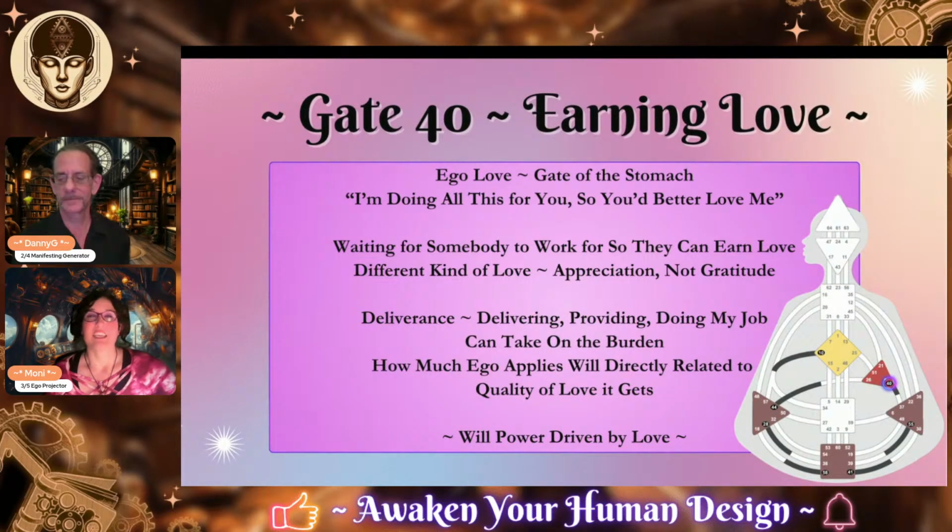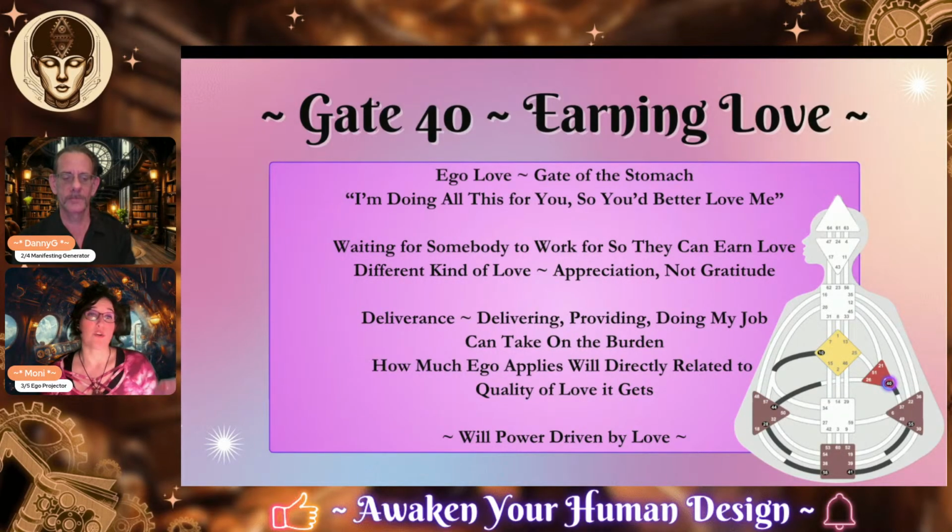So, moving on to gate 40, earning love. This is an ego love. It's the gate of the stomach. It says, I'm doing all this for you, so you'd better love me. This is waiting for somebody to work for so they can earn love. This is a different kind of love. This is about appreciation, not gratitude. This is the gate of deliverance, delivering, providing, doing my job so I can take on the burden. How much the ego applies the will is directly related to the quality of love it receives.